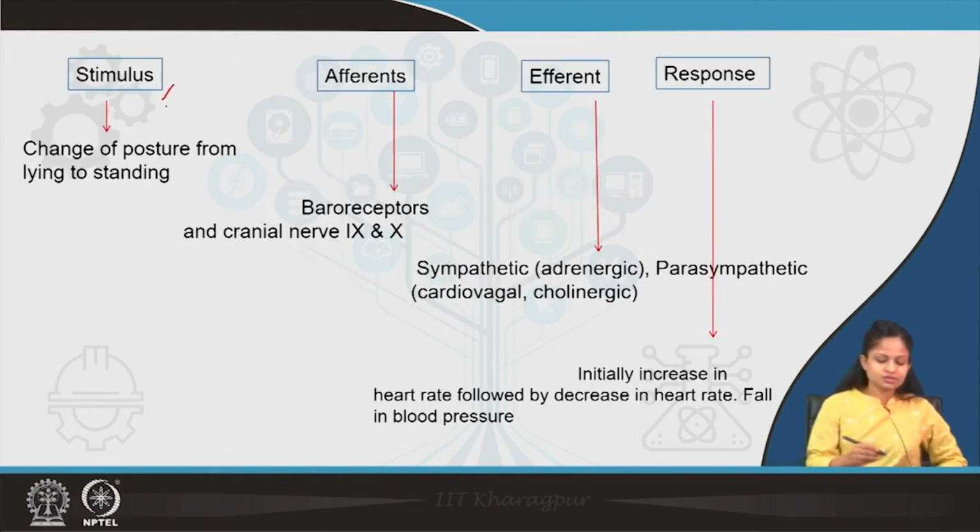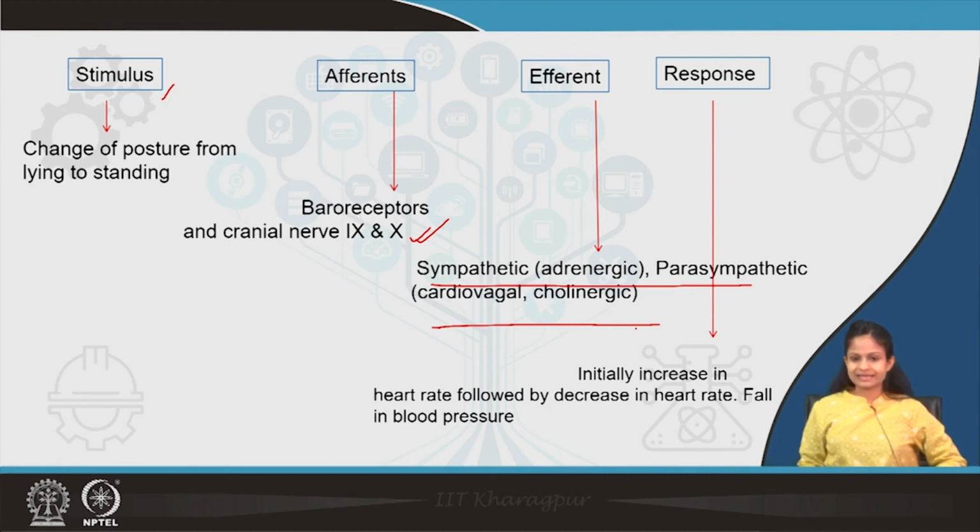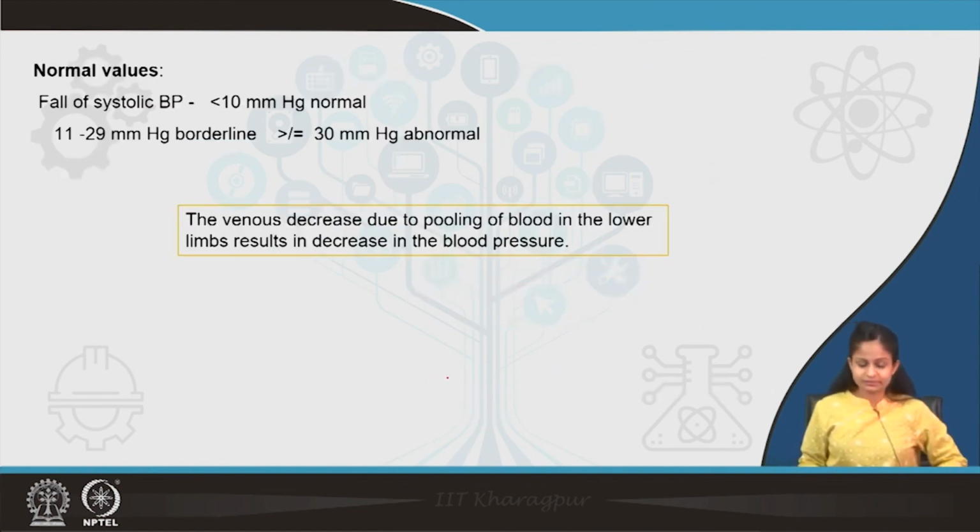So, the stimulus is change of the posture from lying to standing position. The afferent here is the baroreceptors and the cranial nerves 9th and 10th. The efferent here is both sympathetic and parasympathetic, as we had seen in Valsalva maneuver. The response is the baroreceptor reflex mechanism, that is, initially there will be an increase in the heart rate followed by a decrease in the heart rate, and there will be a fall in the systolic blood pressure.